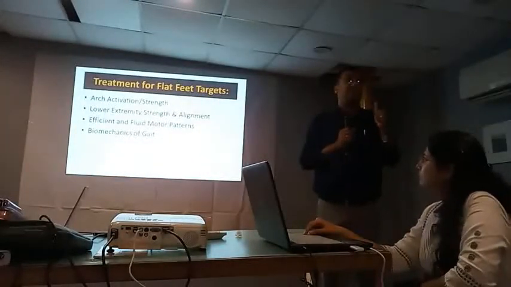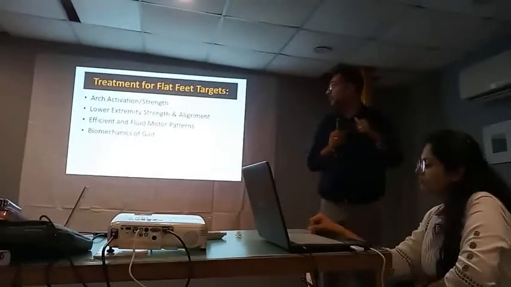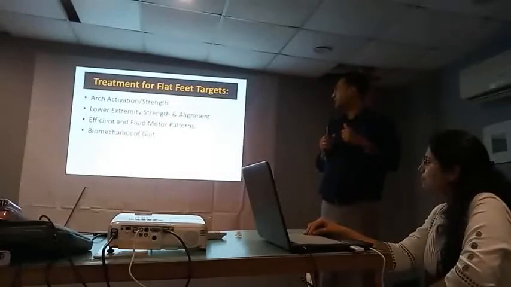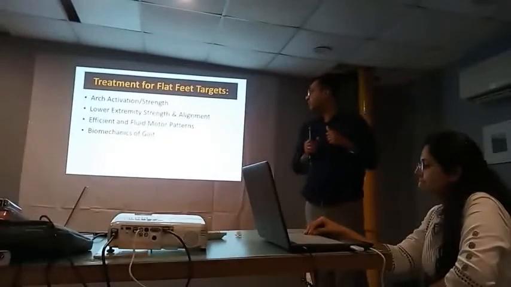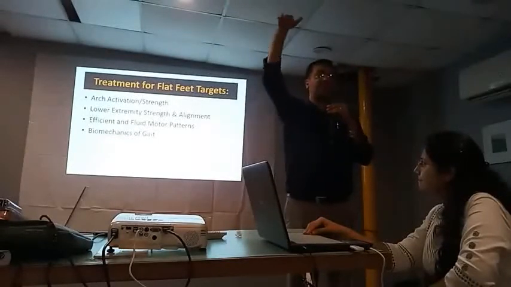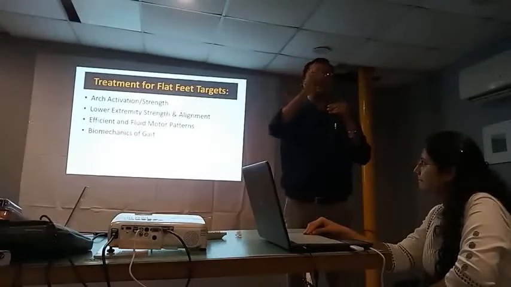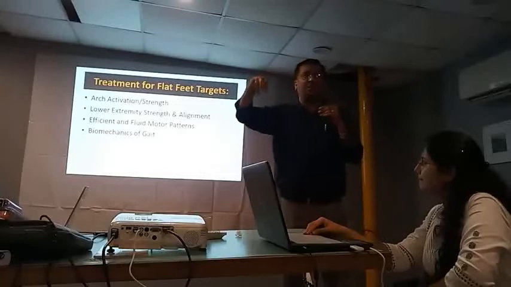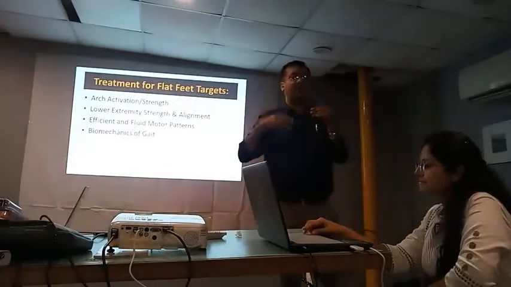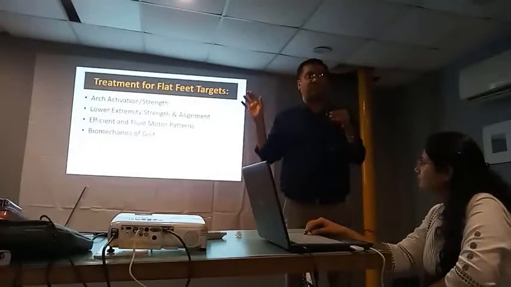Treatment for flat feet targets what? Our role as physiotherapists would be arch activation and strength, lower extremity strength and alignment, efficient fluid motor pattern, and biomechanics of gait. When she talked about biomechanics, she showed this very beautiful picture of a bridge. Until and unless we know which muscles to work on, usually I had in my mind that whenever a patient comes to us with flexible flat foot, just treat with the intrinsic muscles of the foot, nothing else.